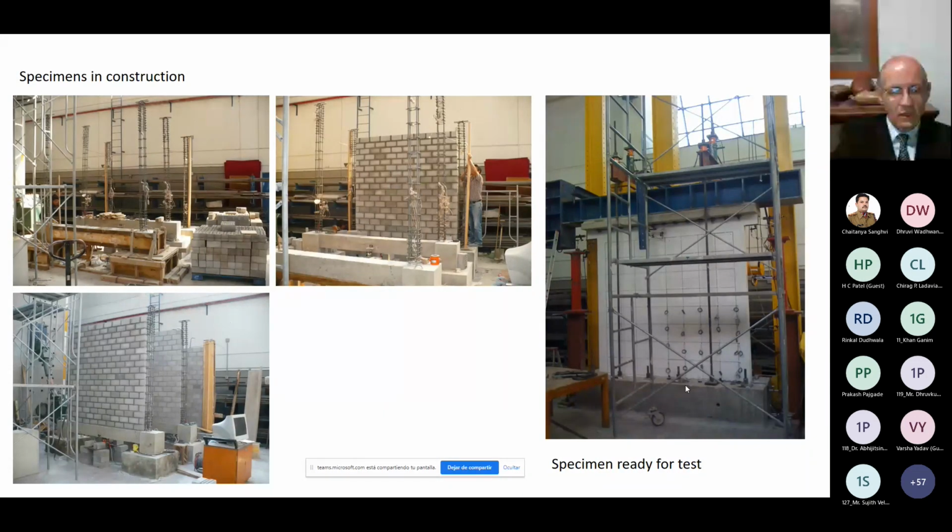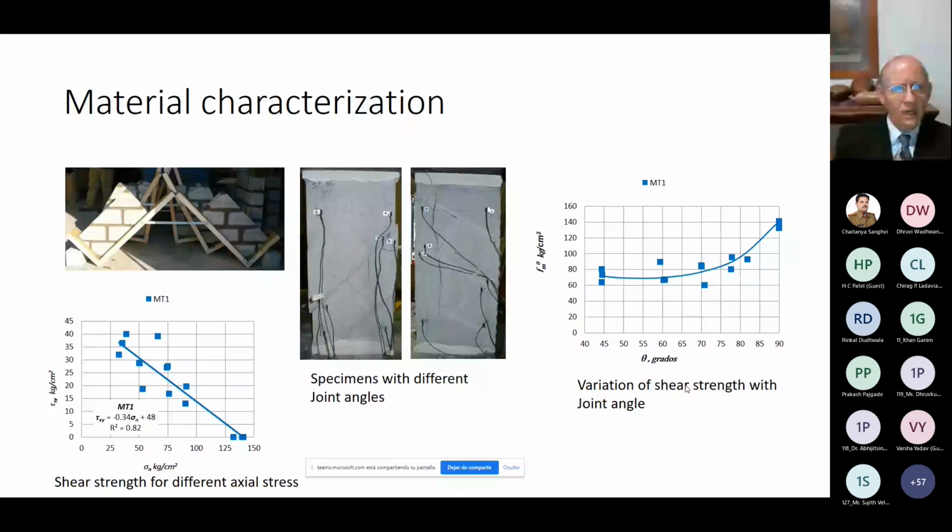so that we can compare the numerical models with the experimental results. Here is some material characterization. It's a complex task for nonlinear models. There are some very specific, more difficult parameters to know from the material. So this type of specimens with inclined joints needed to be tested, and from this we found some shear capacity of the joints for large axial forces.